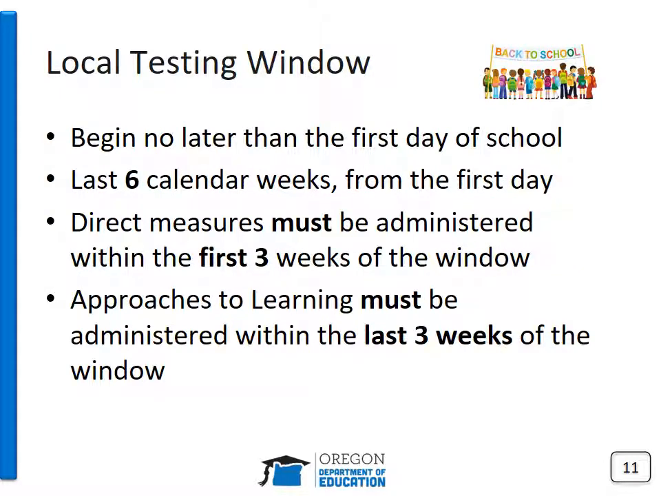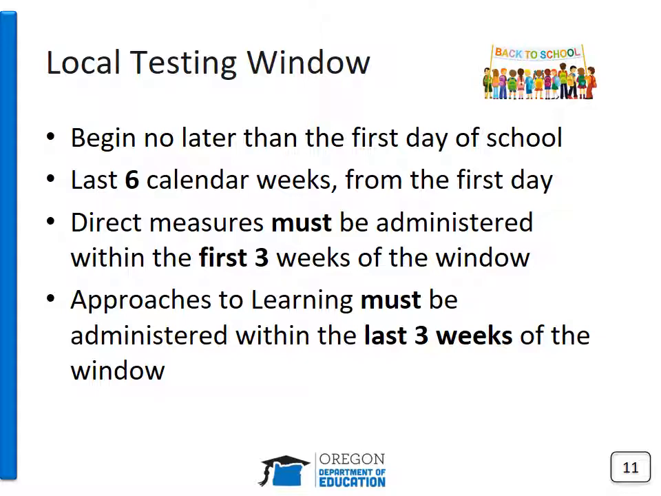School level test windows are set according to individual district start dates. School level test windows must begin no later than the first day of the district school year and must last for at least 6 calendar weeks. Districts may exempt any student enrolling in kindergarten in the last 3 weeks of the school-imposed test window from participating in the kindergarten assessment.